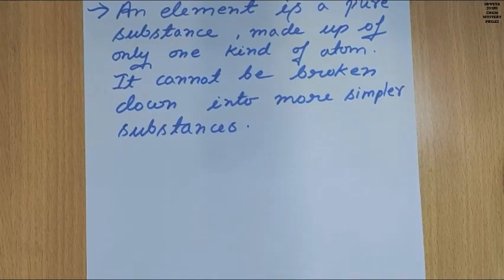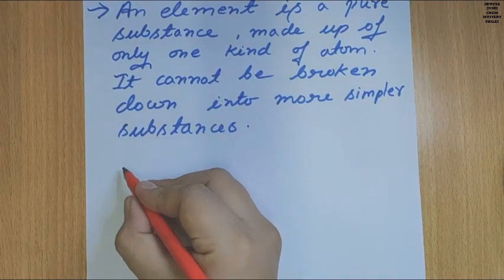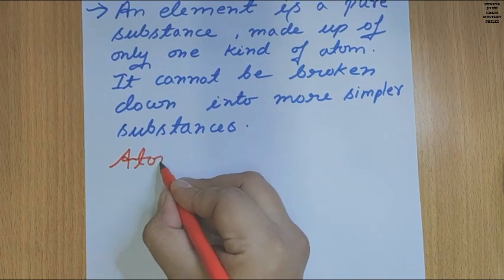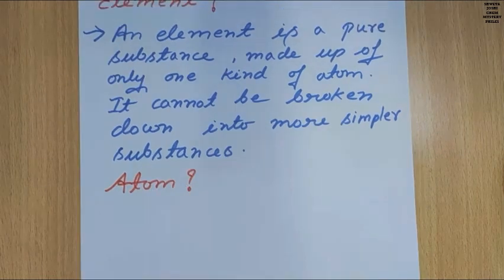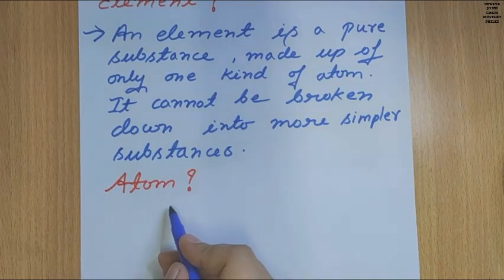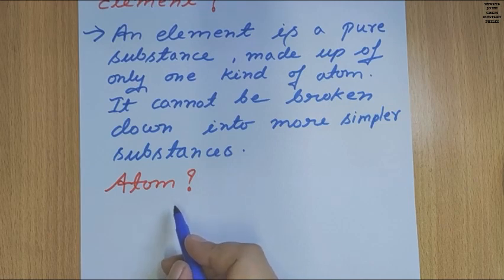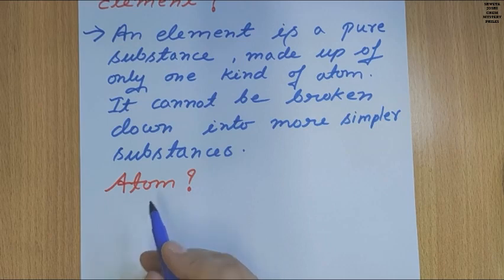Now covering atom. Now what is an atom? An atom is the basic unit of an element or the smallest particle of an element which is not capable of independent existence. What is an atom?